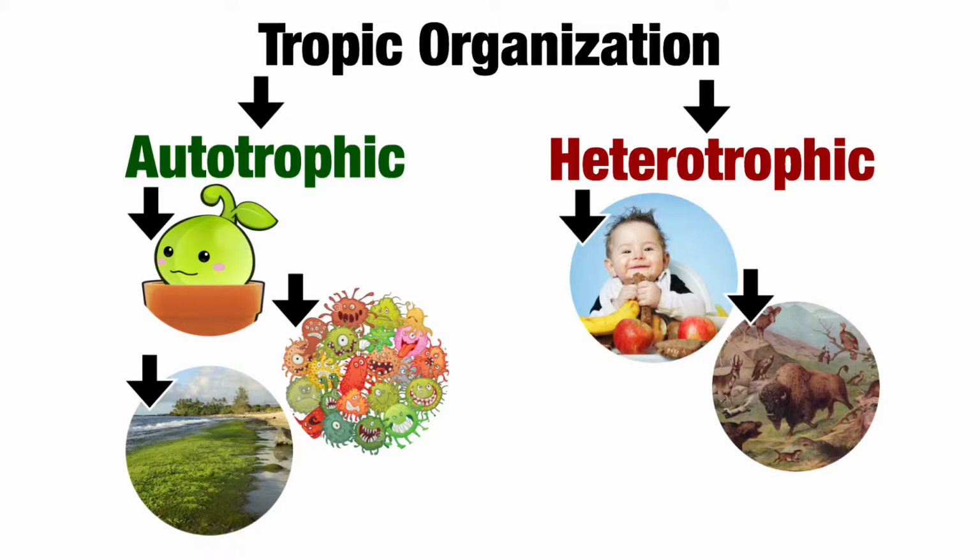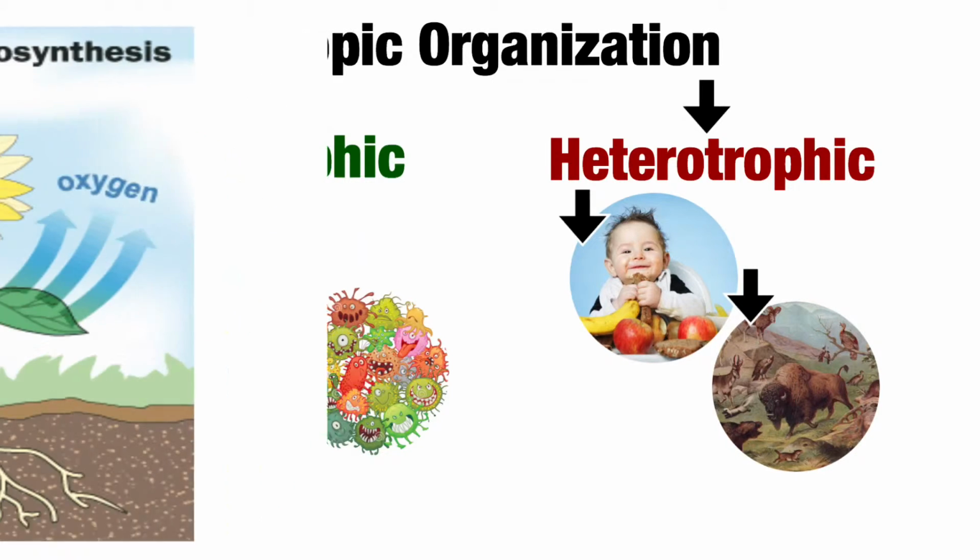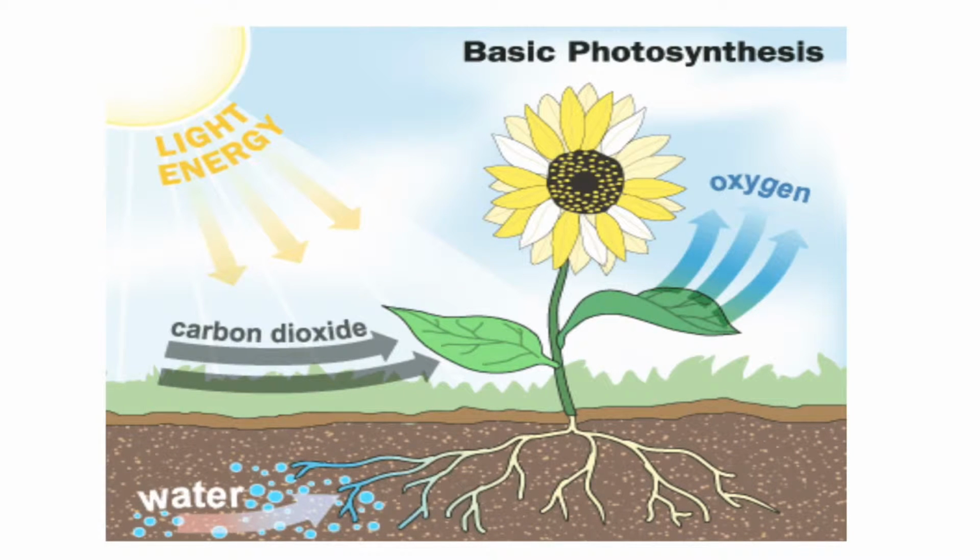Heterotrophs, meaning we obtain our energy from other sources like plants or other animals. Whereas plants, bacteria, and algae are called autotrophs because they synthesize their own energy or food. Plants use sunlight to synthesize their own energy in a process called photosynthesis. So, what is photosynthesis? How is it done?